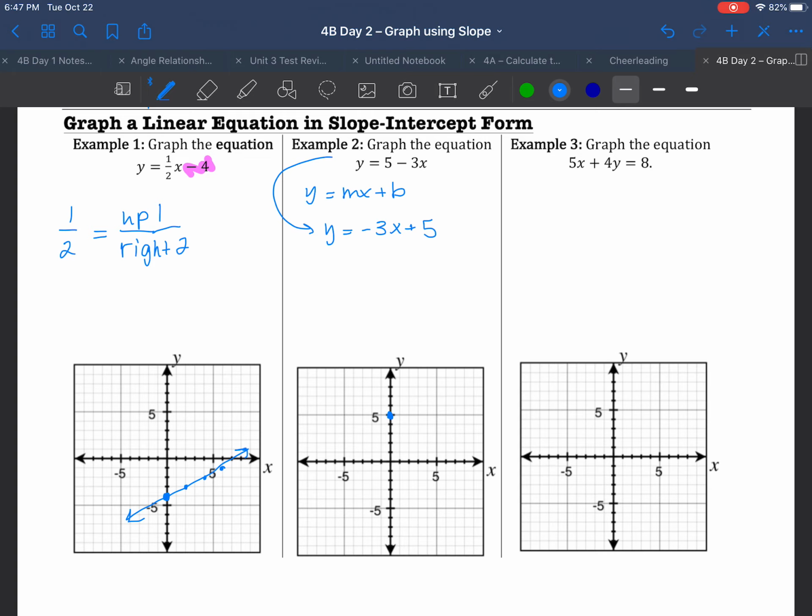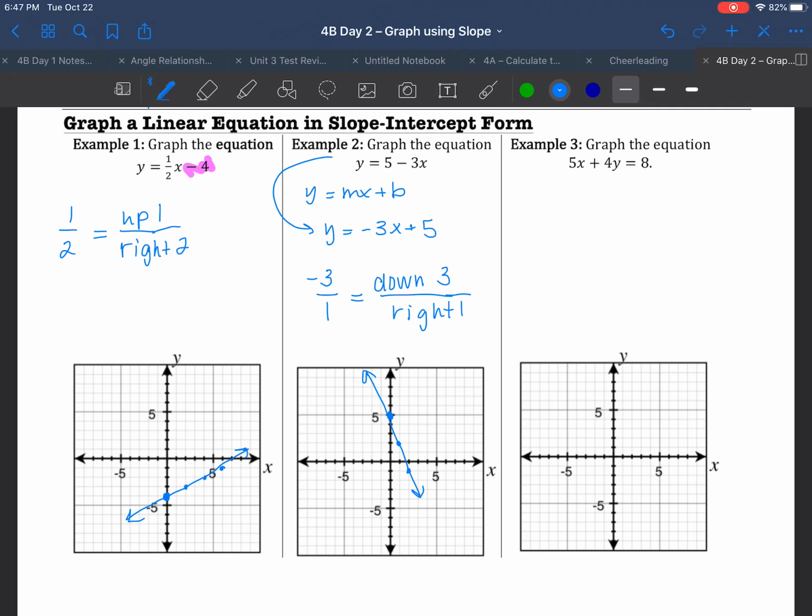And my slope here is -3, and we could say that's over 1. So because I have a -3, I'm going down, because it's negative, down 3 and still right 1. So I'm going to count, go down 1, 2, 3, right 1. So that's going to be my new point. And continue that, 1, 2, 3, right 1. And there is my line.